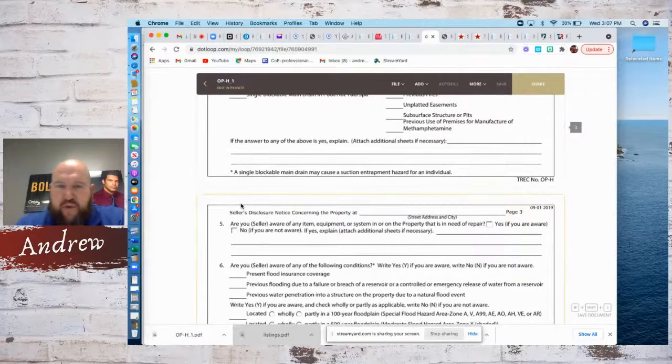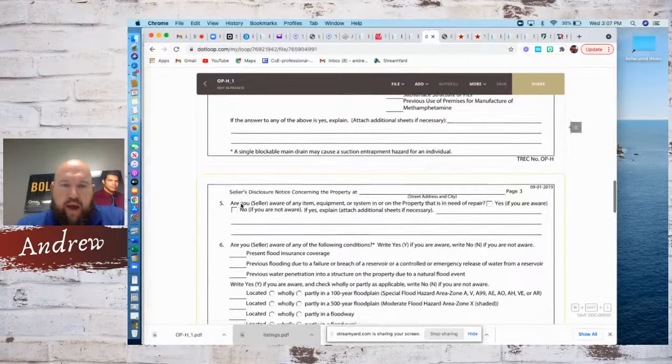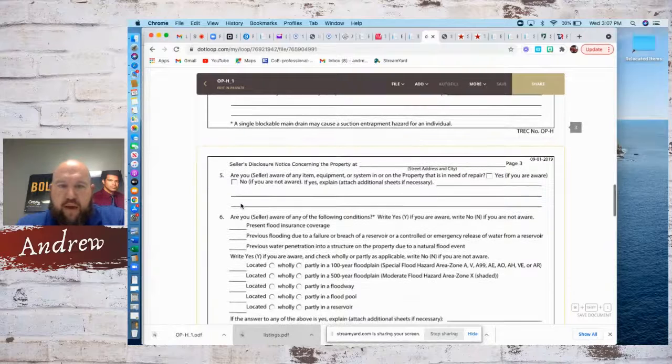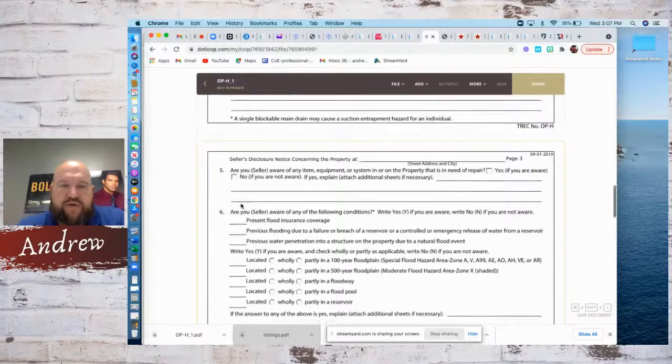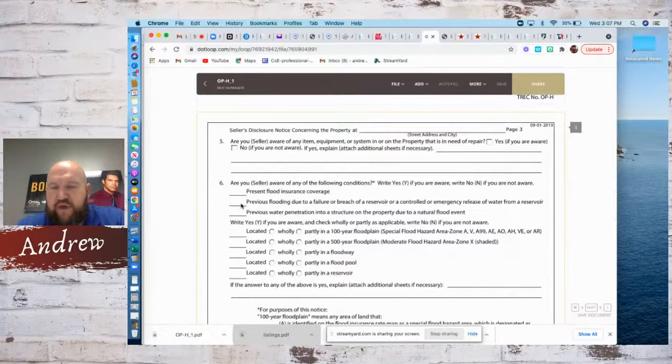If the answer to any of the following is yes, explain below. Are you aware of any equipment or system in the property that is in need of repair? Yes or no. Is the seller aware of any of the following conditions? Right, yes if the answer is yes, or no if the answer is no.